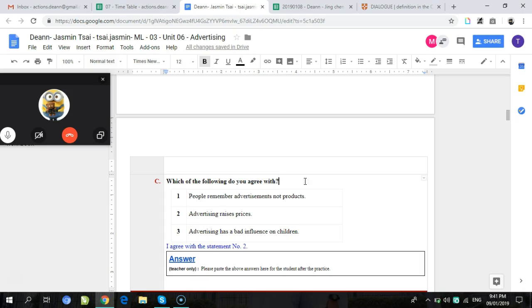I don't know if you agree with statements number one and three. What are the reasons? Most people, after seeing advertisements, will first remember the advertisements, not the products. And if you don't agree with 1 and 3, the reasons or the points are not so clever, and people might remember only the advertisements but not the products.